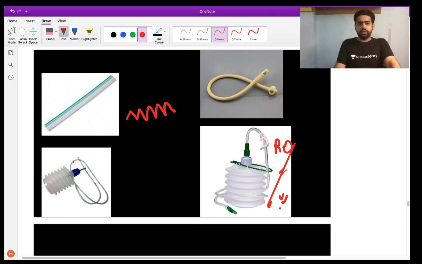Now, what is this? Is it the younger brother of the Romovac? What is it called? It is called a Minivac. Okay, right. So this is a Minivac. So where do you use it? You use it for a similar purpose.